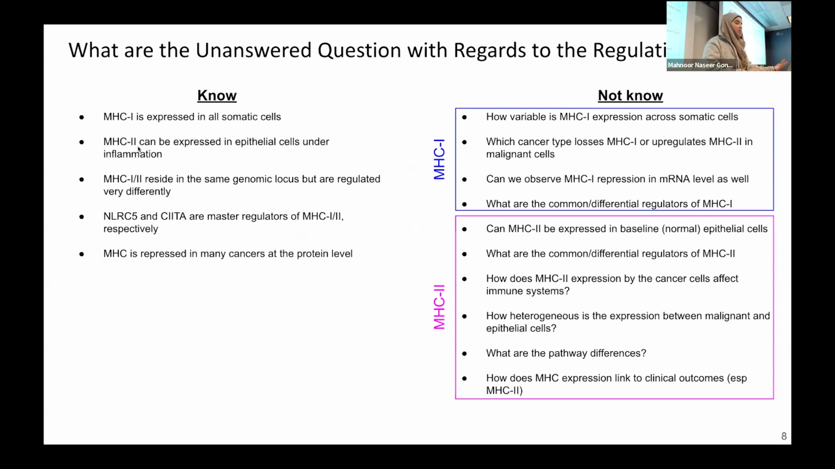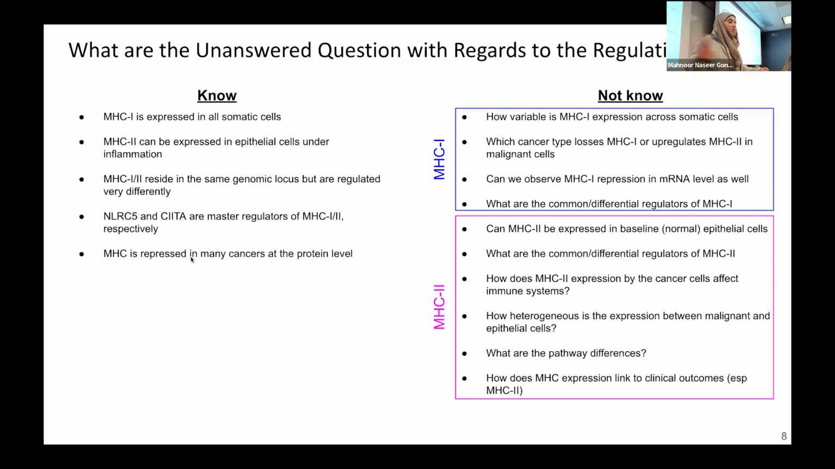So what we already know is that MHC class 1 is expressed in all somatic cells, and MHC class 2 can be expressed in epithelial cells under inflammation. MHC class 1 and class 2 reside in the same genomic locus, but they are regulated very differently. NLRC5 and CIITA are the master regulators of MHC class 1 and class 2, and MHC is repressed in many cancers. So we already know this information.